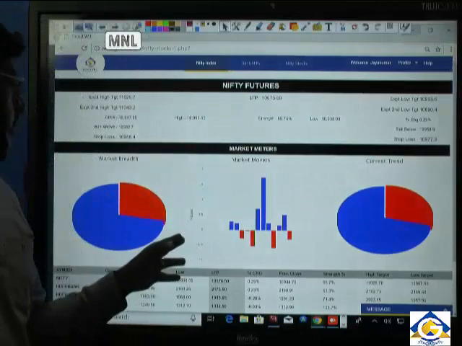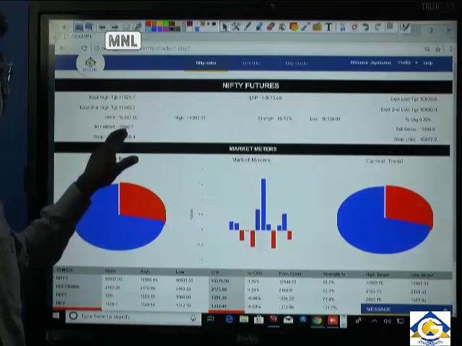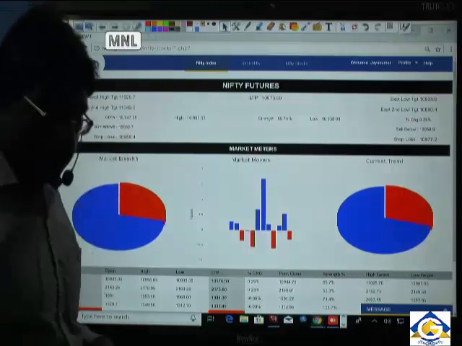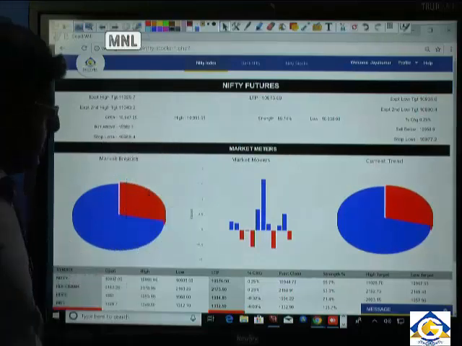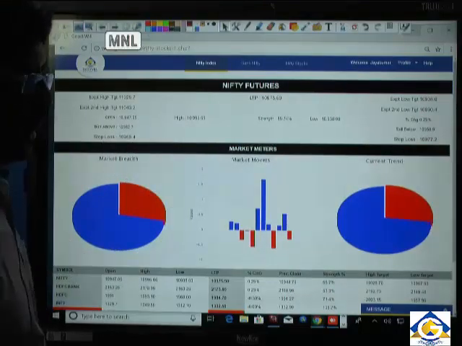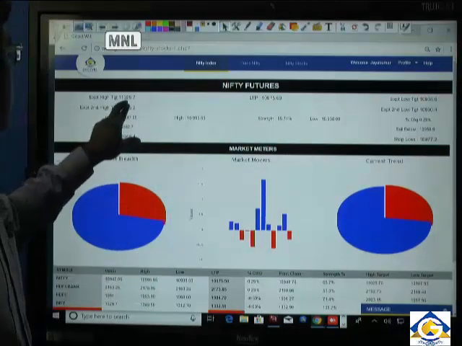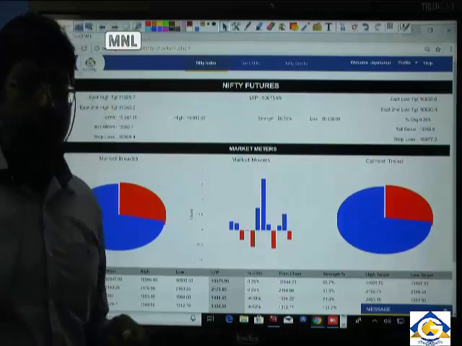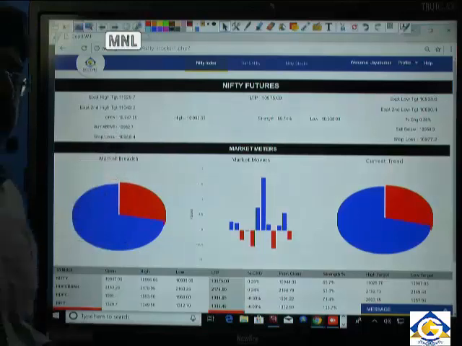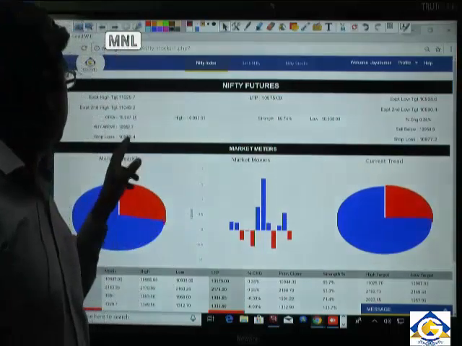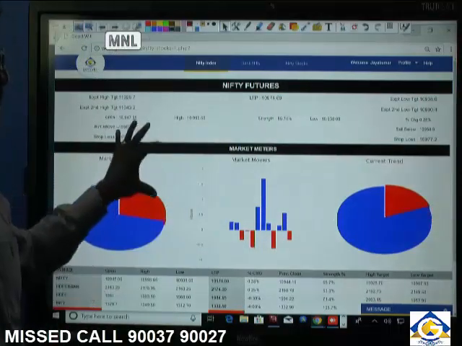Assume that in today's condition it is positive. So you can see from where you can buy. Here you can see 10,982. Above 10,982 you buy. The expected higher target is 11,025, and the stop loss is 10,956. So that is the stop loss for Nifty, and the expected high target is 11,026. This is for Nifty.